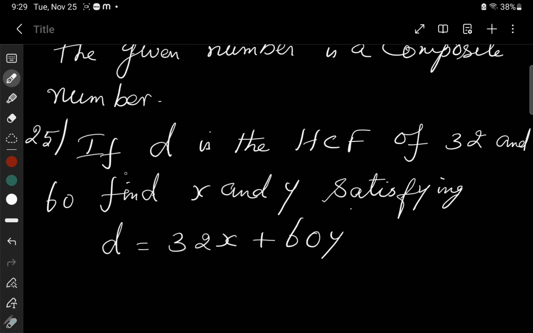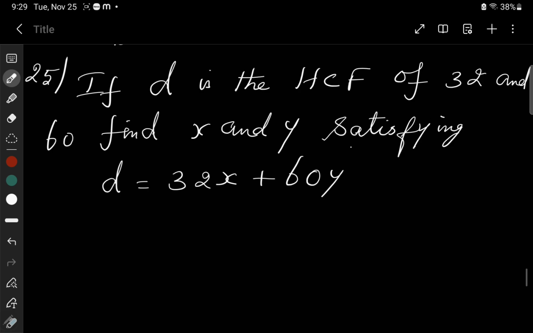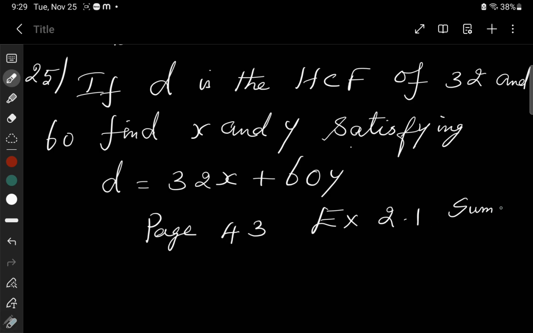See, if D is the HCF of 32 and 60, find X and Y satisfying the statement D is equal to 32X plus 60Y. You have to find the value of X and Y. See, actually it is an exercise problem. It is in page 43, exercise 2.1, sum number 8. It's a very important sum. You can go through it in the video.